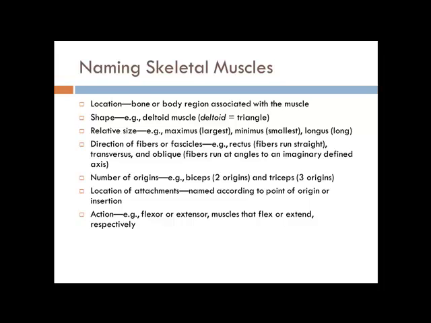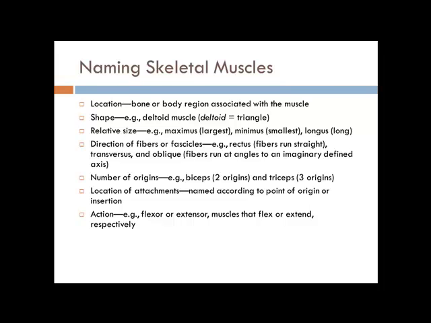When we're naming these muscles, we can name them based on their location, their shape, the size, the direction that the muscle fibers are running, the number of origins or insertions they have. So the best example with those would be like your biceps. The biceps have two origins and one insertion.